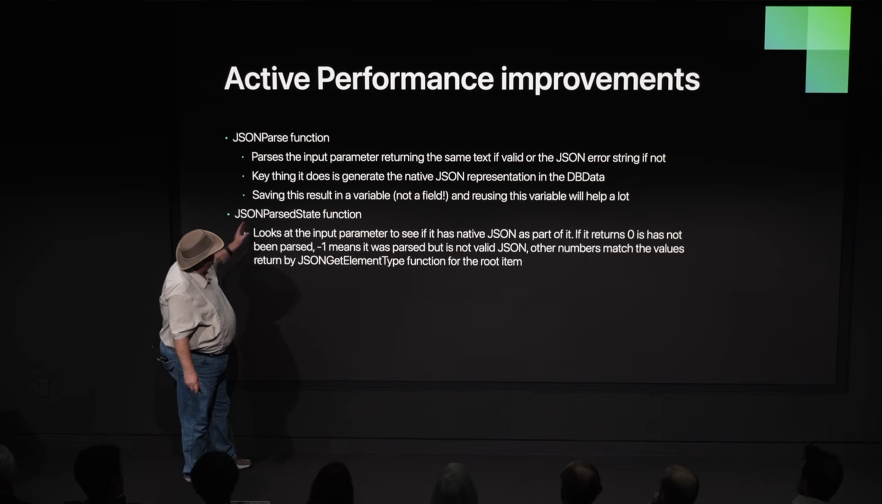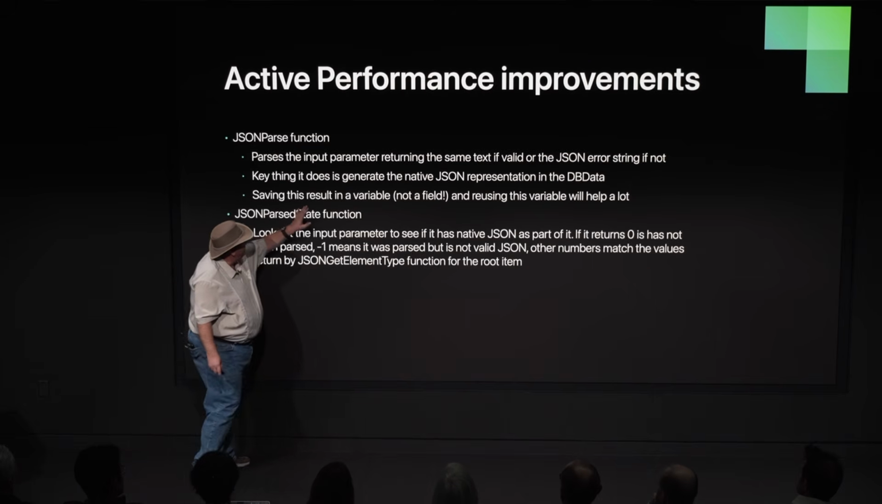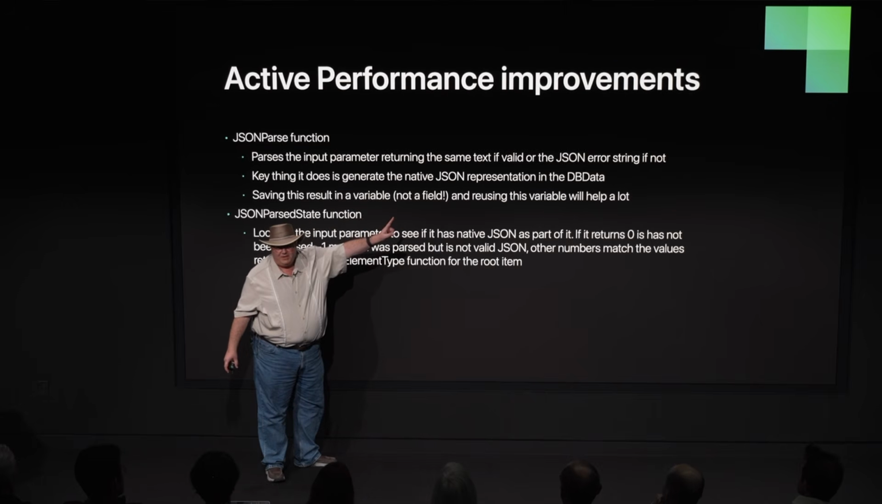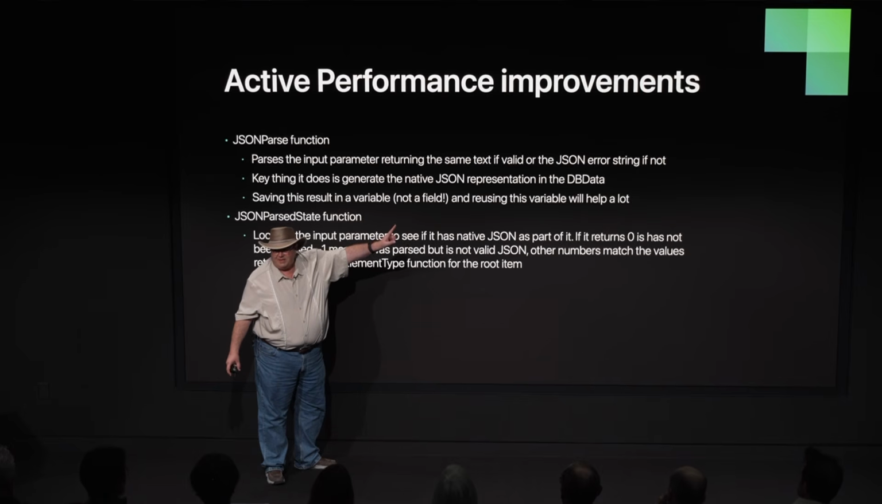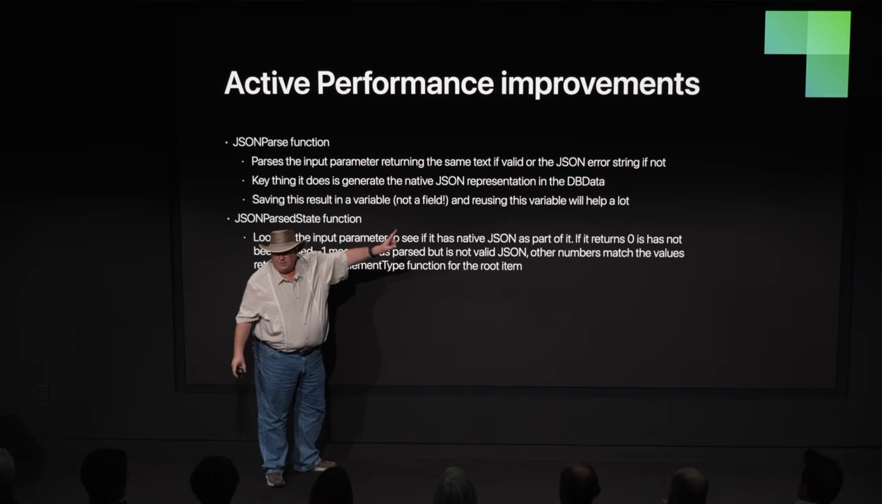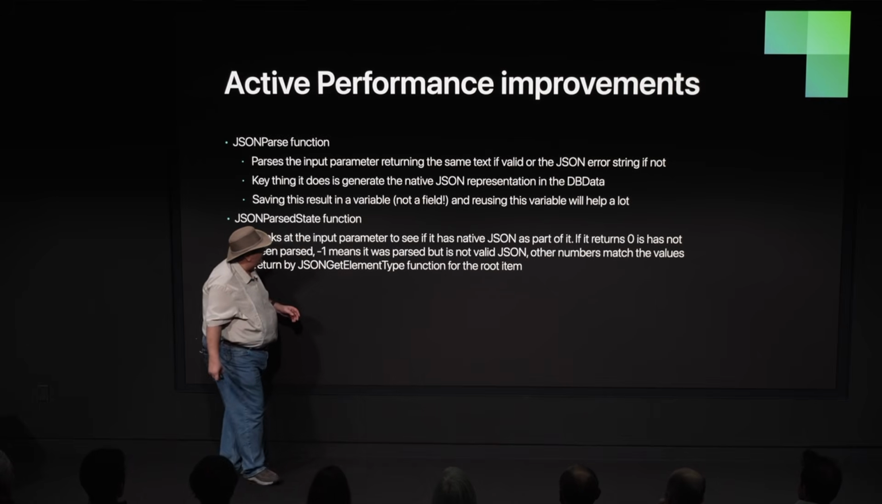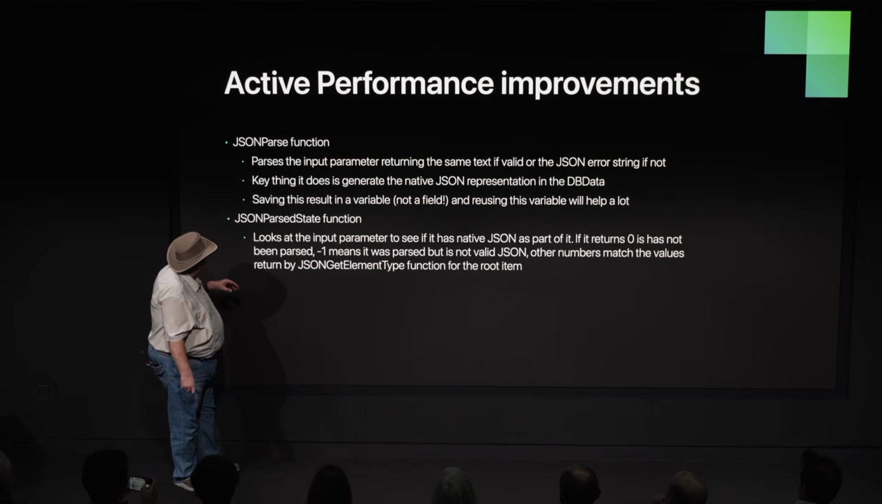Okay, and save this result in a variable, not a field. Because if you put it back into a field, either a global field or a field that's in a table, remember we store everything as text inside FileMaker. So the JSON representation basically goes away and it's just pure text at that point again. So the key thing you really want to do is when you get your JSON, you want to throw it into a variable of some sort, either a global variable, a stack-based variable, or a calculation variable. And then reusing it will help a lot.